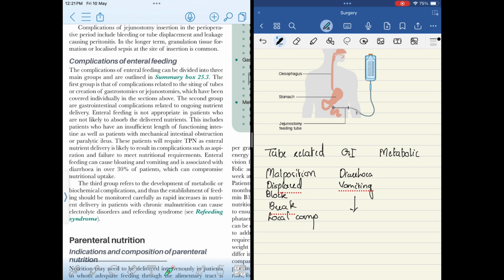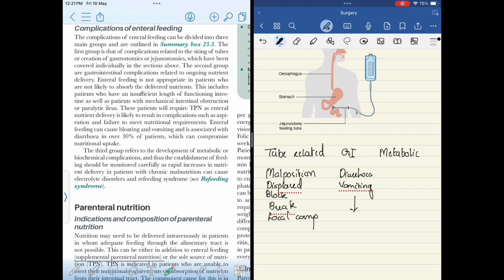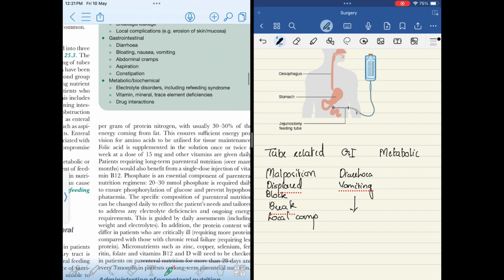Now metabolic complications, these are due to the feeding. So we have to monitor the feeding carefully because rapid increase in the nutrient delivery can also lead to something known as refeeding syndrome in chronically malnourished patients. When you suddenly give nutrition in large amounts, it can result in refeeding syndrome.